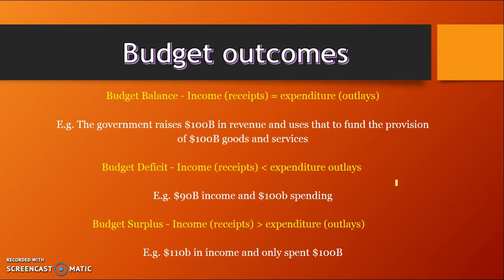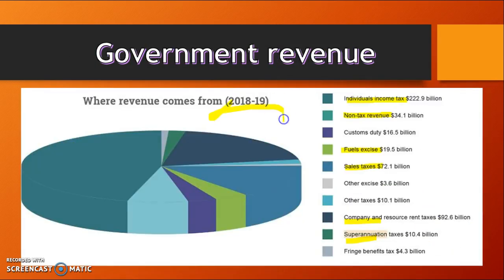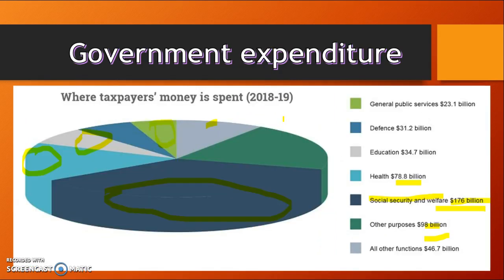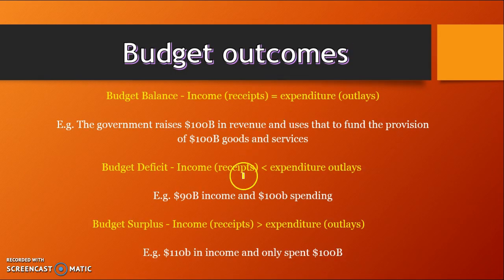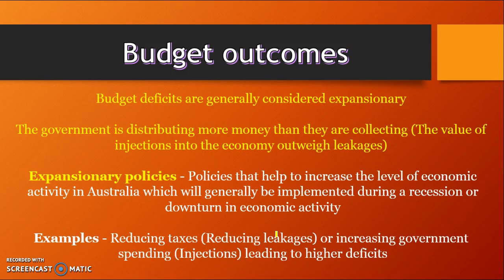So when we say we've got a balanced budget, it means that the total amount coming in, so all this stuff here, is equal to the amount coming out through expenditure in a given year. A deficit means that expenditure exceeds receipts, and a surplus means the government's collecting more money in that year than they're spending. Generally, we consider budget deficits, so when the government's spending more than they're earning, to be more expansionary.